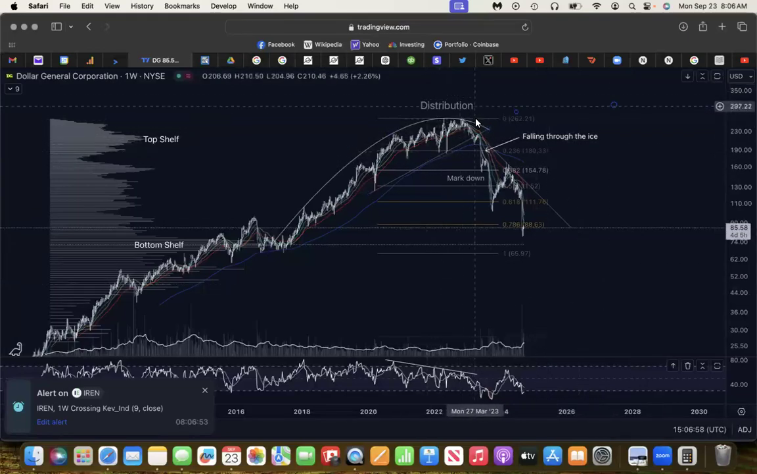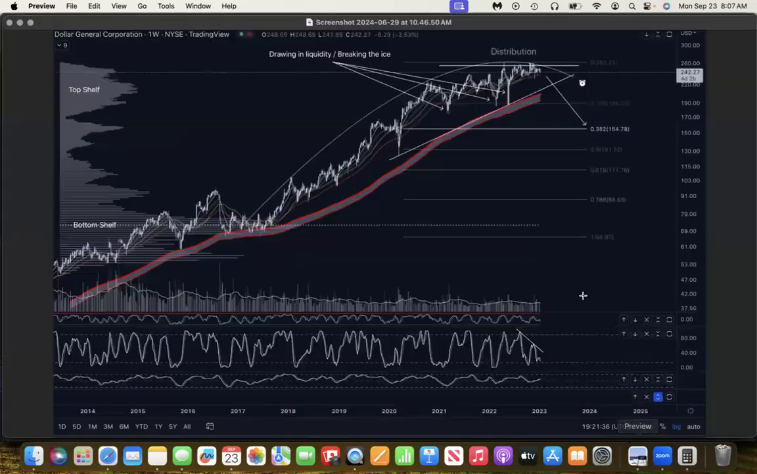We identified distribution here in Dollar General, DG, pretty early. This is when we started posting. We posted this in Q1 of 2023. You can see the bearish divergence we identified. But what really tipped us off was this long markup campaign, this top shelf that had developed here.